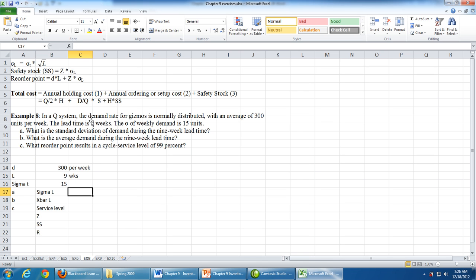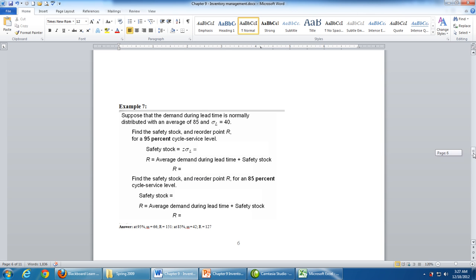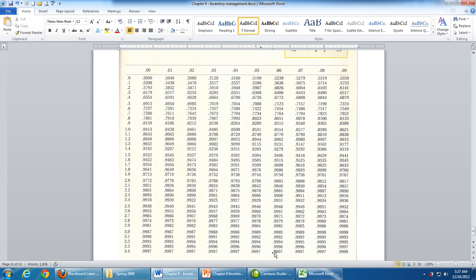So if we have lead time 9 weeks, sigma L equals sigma T times square root L. And the average demand during 9 weeks of lead time equals D times L. So the reorder point can be found after we find the safety stock. If the service level is 0.99, the Z value can be found by checking the normal distribution. The 0.99 level is about 2.33.